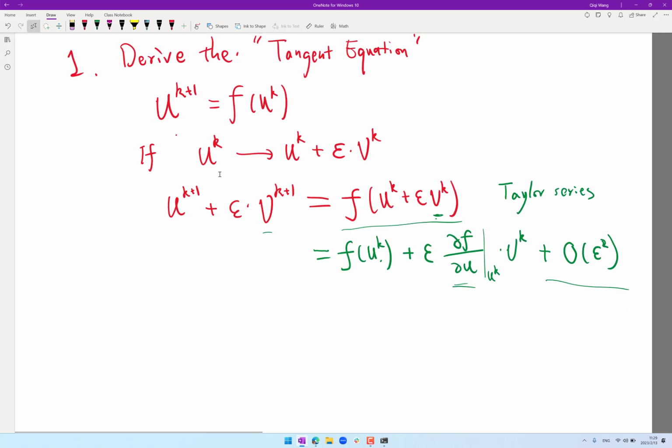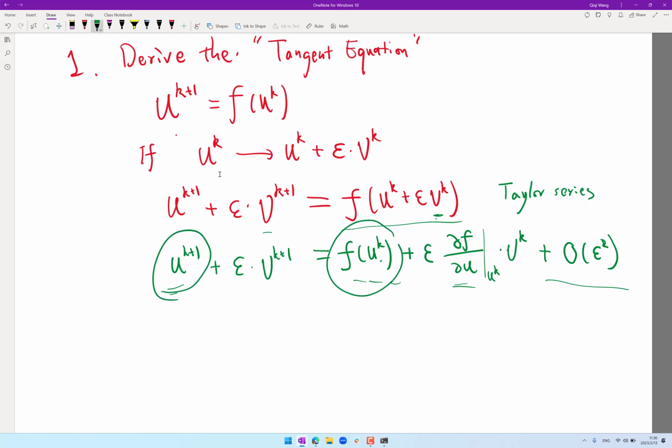And as a result of that, because u_{k+1} is equal to f of u_k, the largest terms cancel out, and the second most important term, proportional to epsilon but not epsilon squared, would have to be equal on both sides. So these actually cancel out. What we get is the tangent equation: v_{k+1}, after dividing both sides by epsilon, is equal to partial f partial u at u_k times v_k.